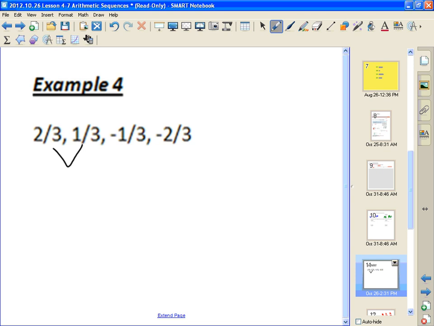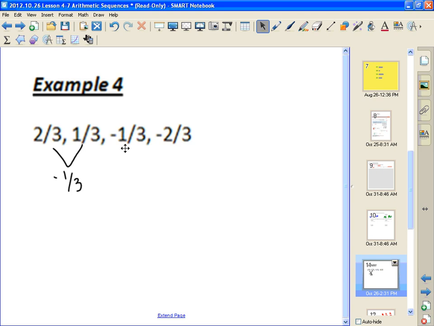Yes, because it changed by the same amount each time. Example 3 was an arithmetic sequence. Okay, so let's get back to example 4. From 2/3 to 1/3, what is the change? Does it go up or down? Yeah, it'd be minus 1/3, right?